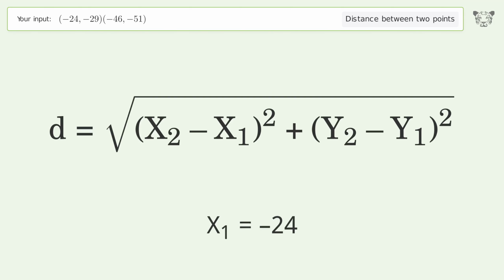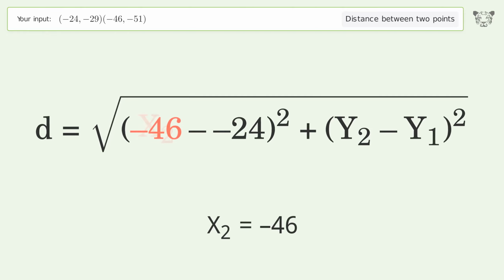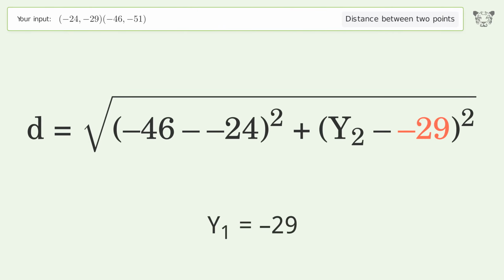x1 equals -24. x2 equals -46. y1 equals -29. y2 equals -51.